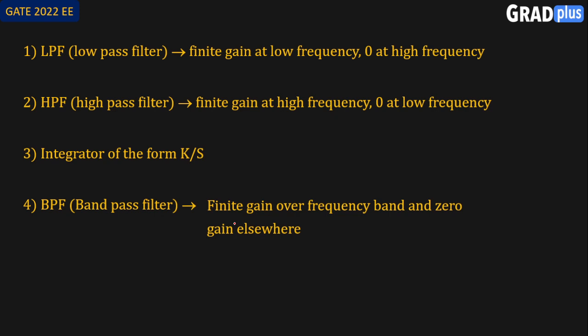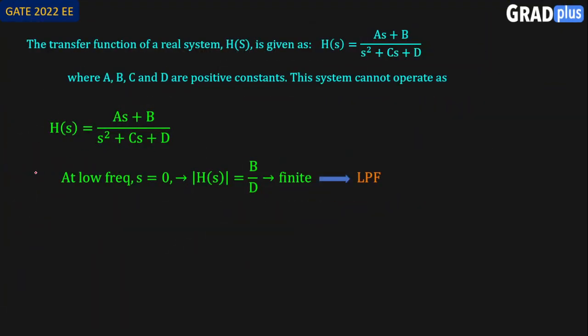It is easy to check first for the low pass filter and the high pass filter. So first of all, check for that. The given system is H(s) = (as + b) / (s² + cs + d). Now go for the low pass filter. For that we need the low frequency. What do we mean by low frequency? Low frequency means the value of s is equal to 0.